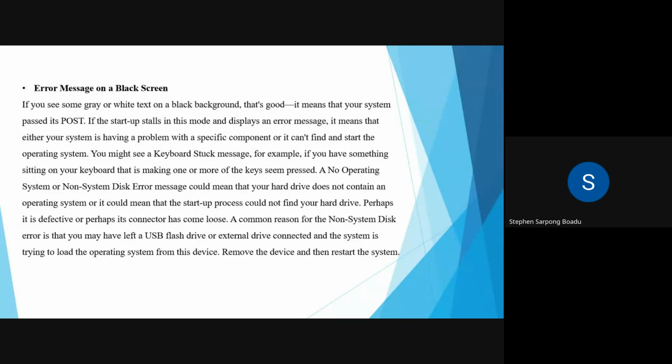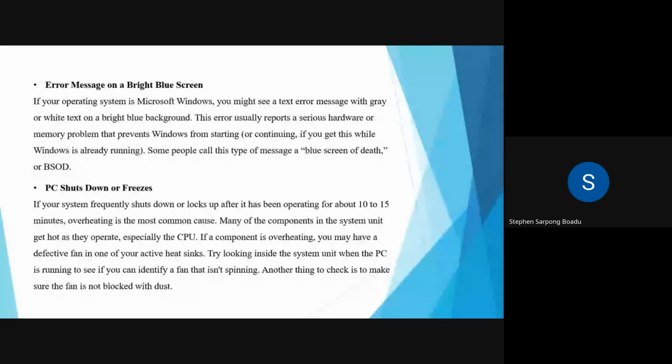Okay. So let's look at the next error. Error message on a bright blue screen. Okay. So you turn on your PC and then you have this blue screen. Some people call it the blue screen of death, because your PC is blue, but there is nothing you can do about it. Like the PC is just on, nothing showing.